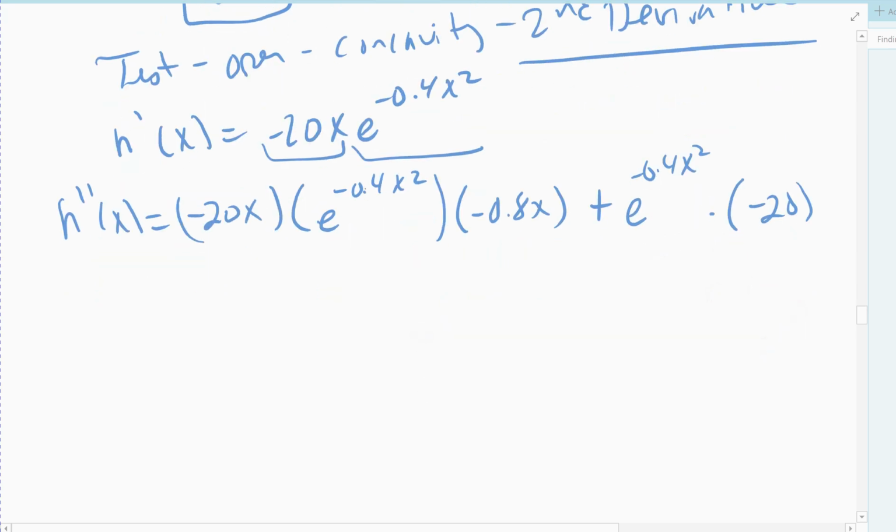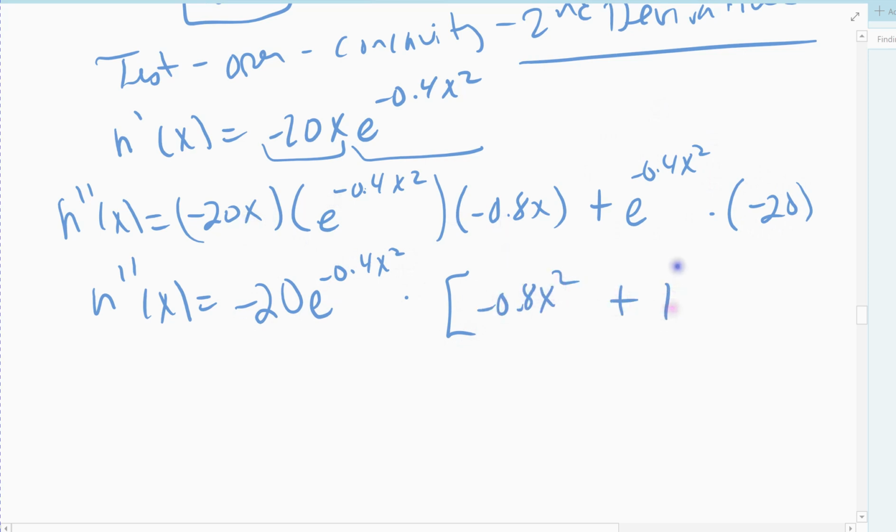So it's up to you. You can leave it like that, because all you have to do is plug in your critical value. I'm going to clean it up a little bit, and I'm going to show you, my rule of thumb is to clean it up. I'm actually going to pull out two things. I'm going to pull out the -20 and the e term. So I'm going to factor out -20e to the -0.4x squared. What's left over inside here is a -0.8x squared. And then when I pull everything out, remember I'm still left over with a 1. You factor everything out, you're still left over with a +1. It just makes it easier to plug my number in.